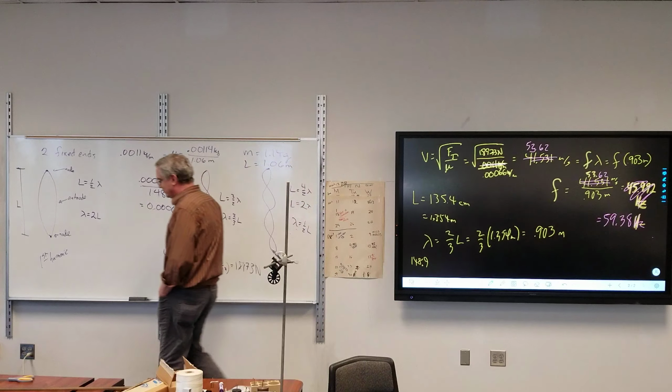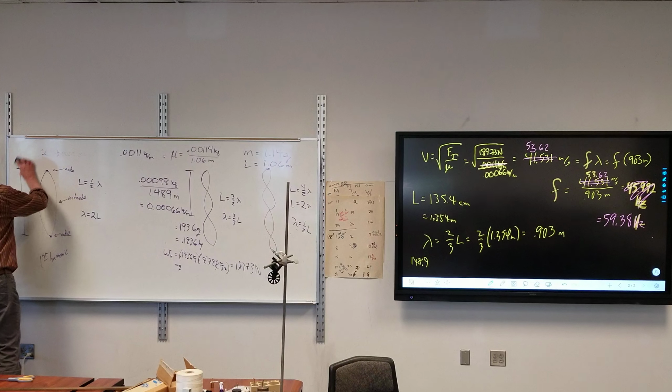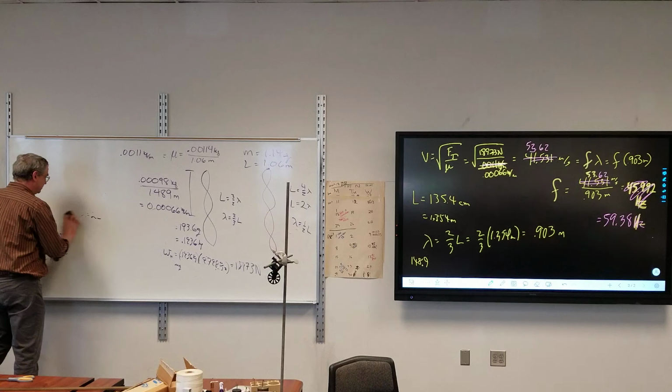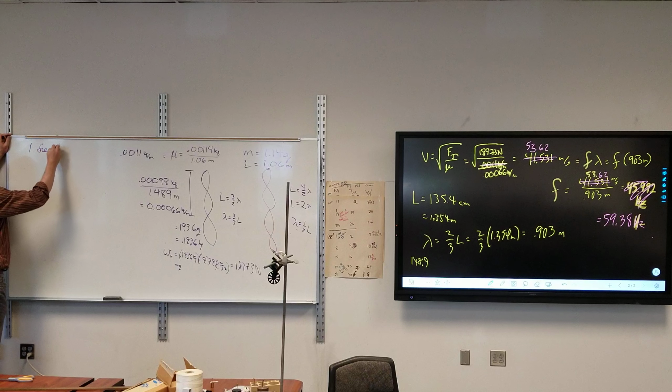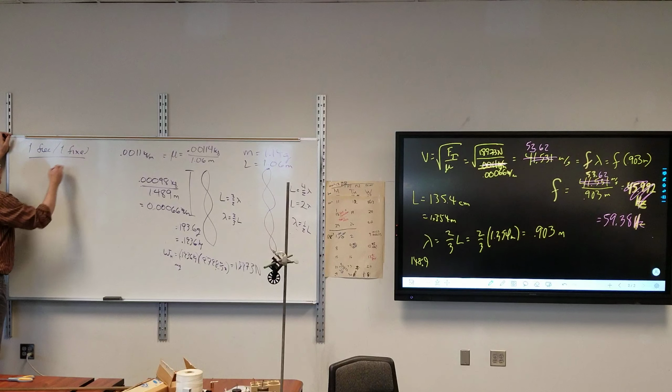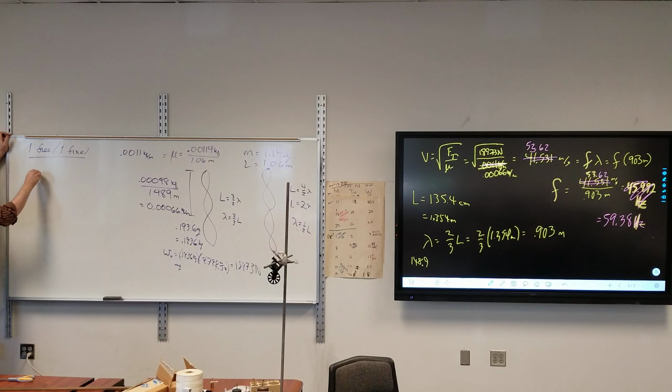All right, so that's two fixed ends. Obviously, we can get more sophisticated than that. One fixed, one free end. A fixed end is a node, a free end is an antinode. So I'm going to have a node and then an antinode. That is the simplest pattern that we can do.